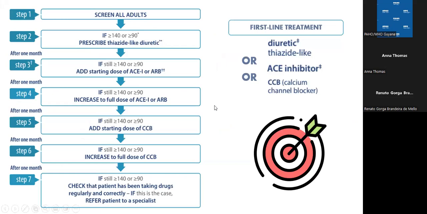This is a WHO framework to treat hypertension. Step 1, screen all adults, especially before the 30s. Step 2, if hypertension is diagnosed, prescribe a thiazide-like diuretic. Here you can start with a thiazide-like diuretic or an ACE inhibitor or a calcium channel blocker medication. You choose what is best for your patient. And then you have to go to target.